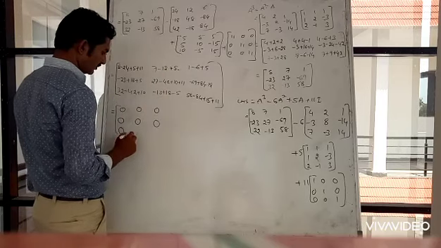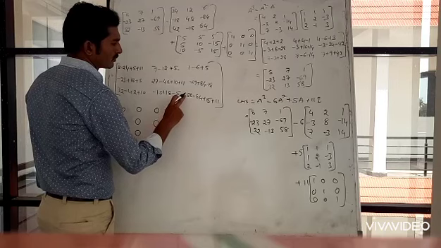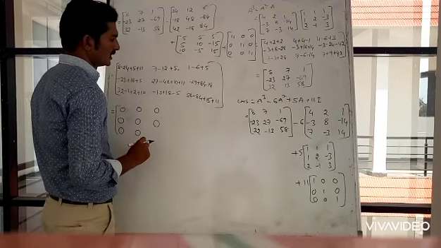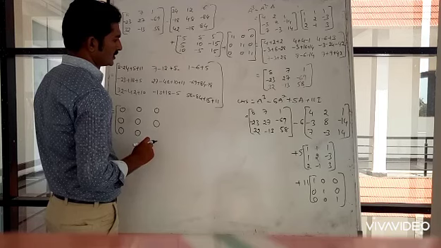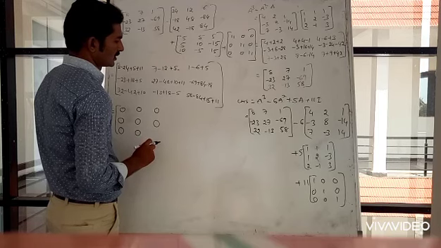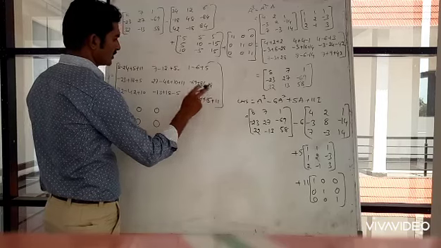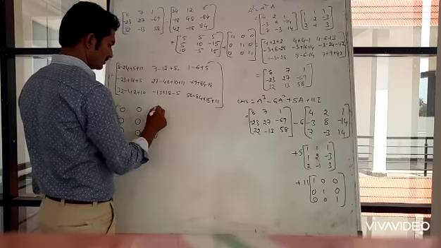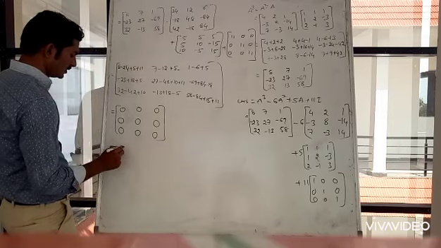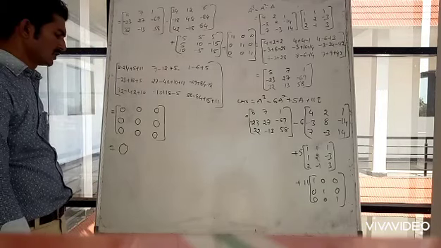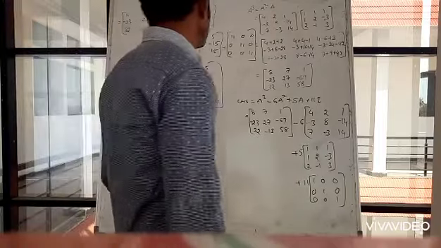18 here also it will be minus 18, 0. 58 plus 15 is 73, 73 plus 11 is 84. It is also 0. So we got the 0 matrix of order 3 cross 3. So that we verify.